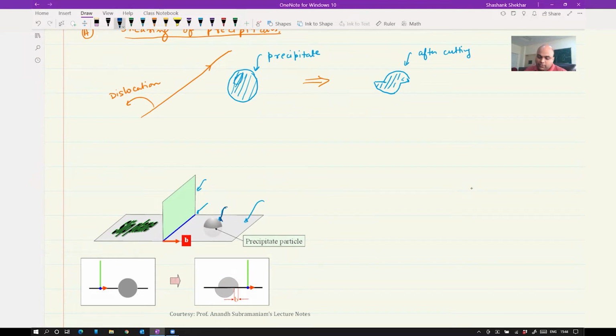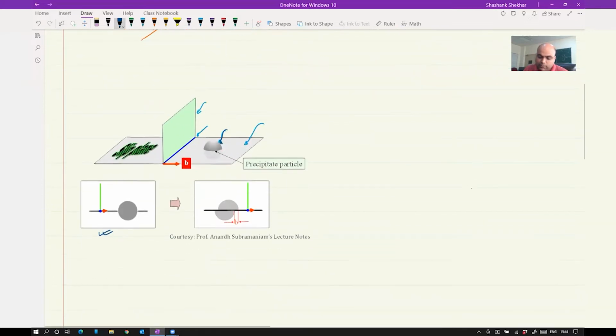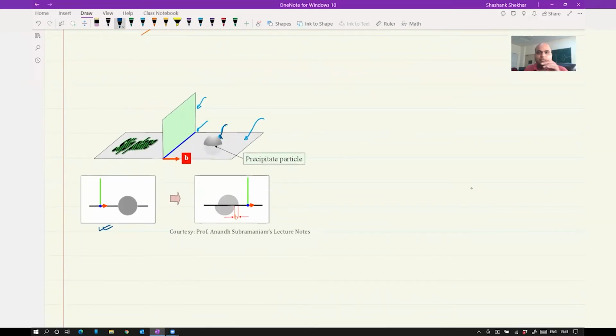Okay, so now the dislocation is moving on its slip plane. You can see in the bottom one here, the dislocation is moving in the slip plane. As soon as it reaches the precipitate, it cuts it. Okay, this is after cutting. And this I have taken from Professor Anand Subramaniam's lecture notes. He is a professor at IIT Kanpur. So this is how a dislocation is going to cut the precipitate.